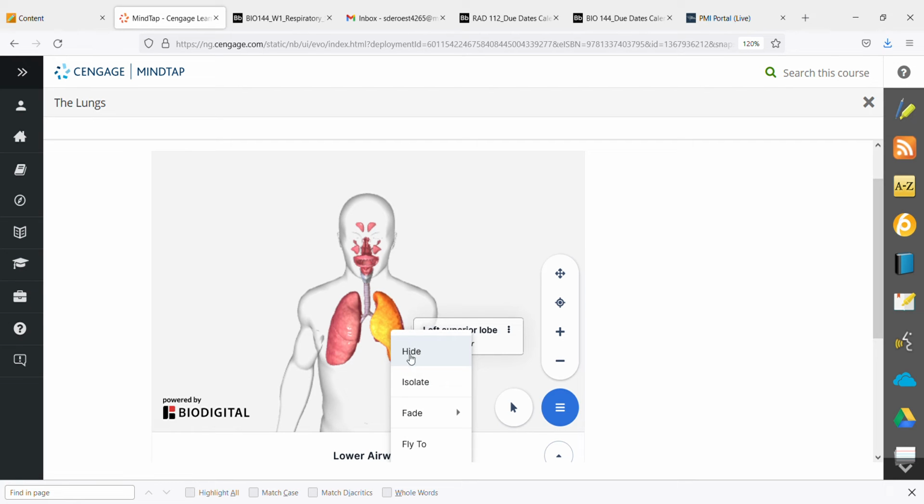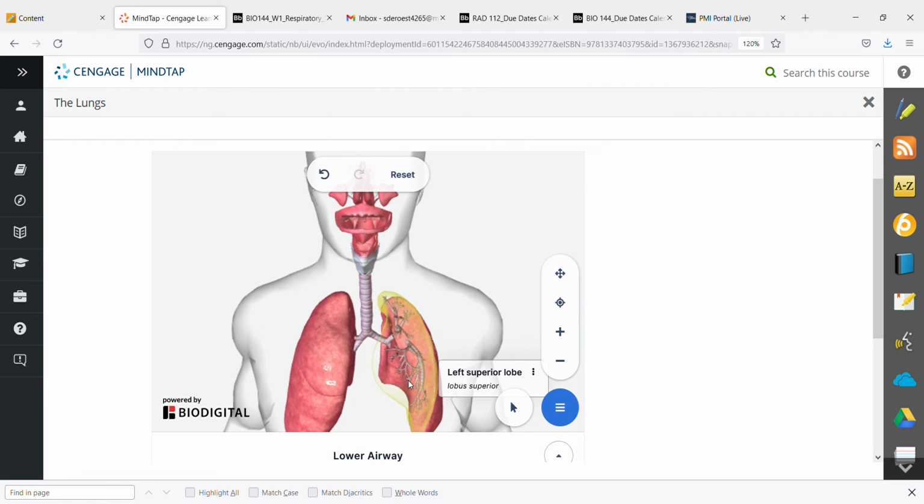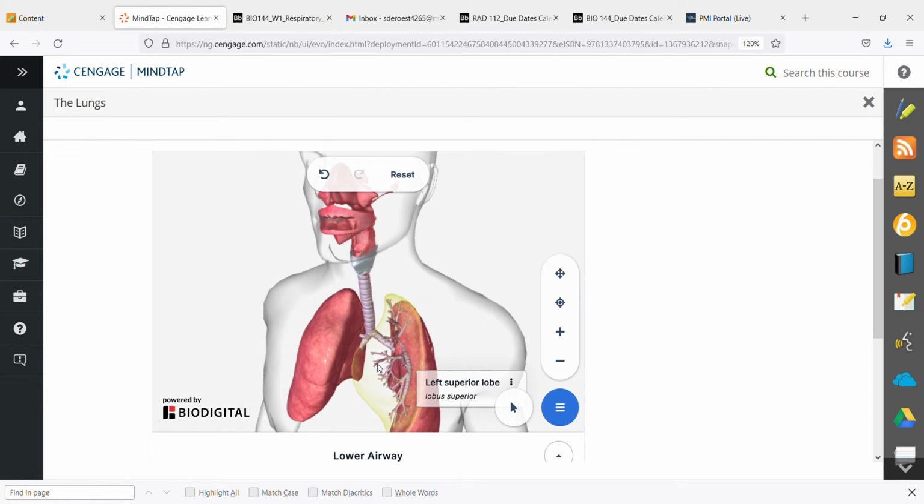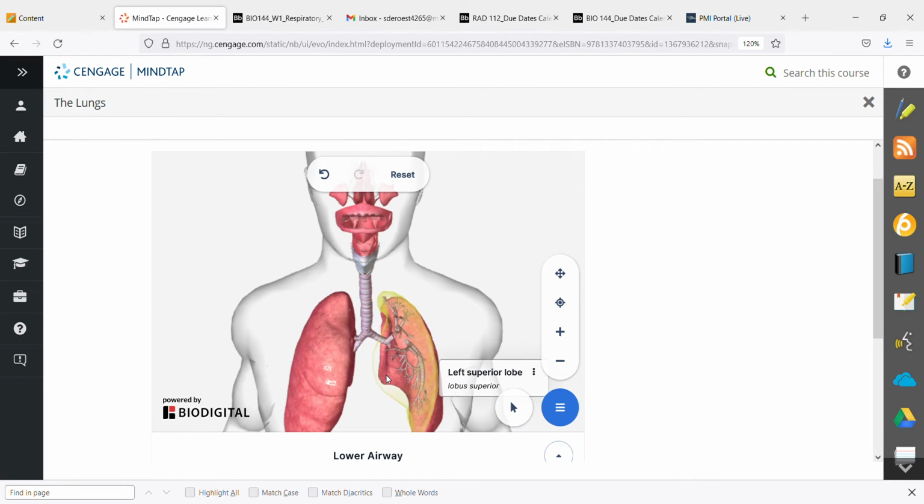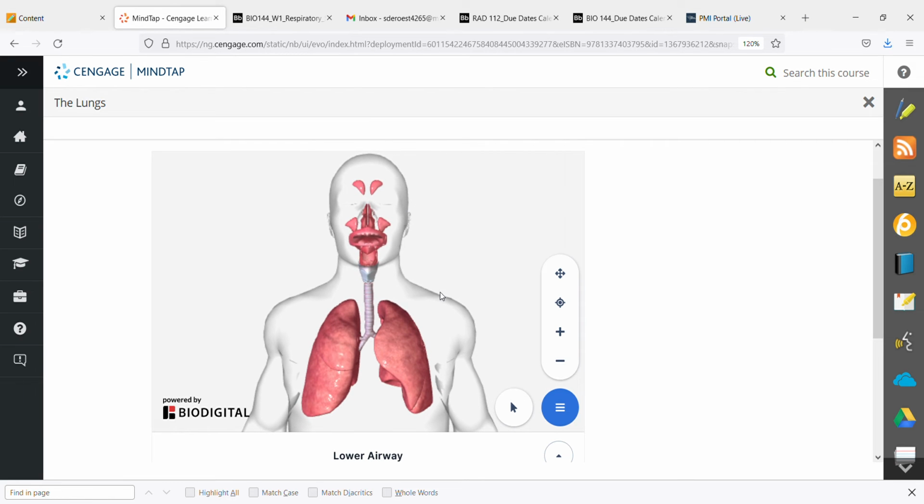The alveoli lie inside the lungs here, and those are actually responsible for giving us oxygen, transferring it into our blood and taking the carbon dioxide out of our blood so that when we exhale, we exhale carbon dioxide. I'm going to reset that.